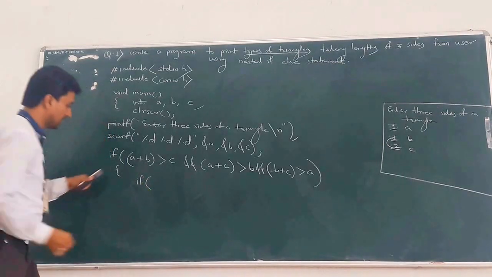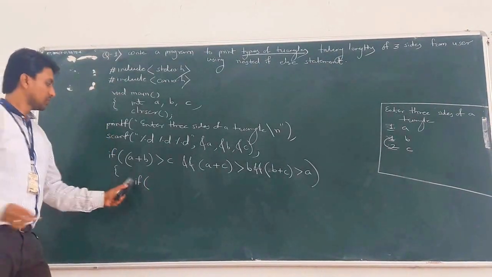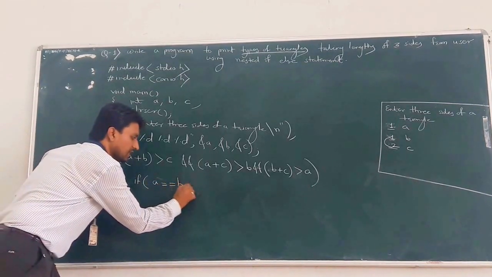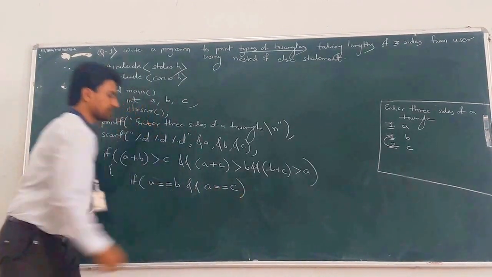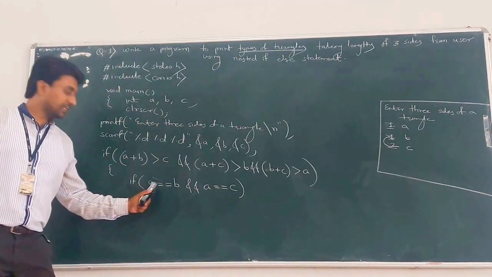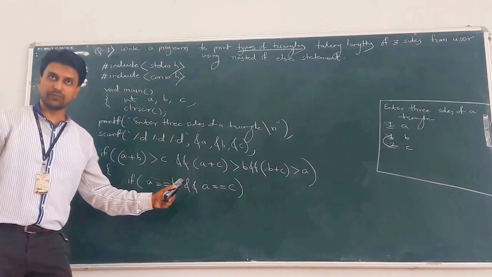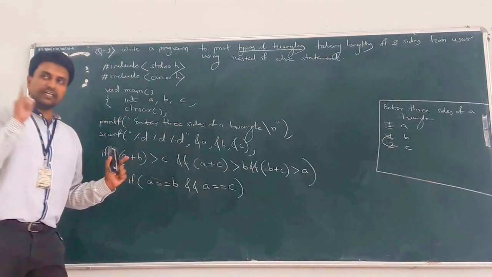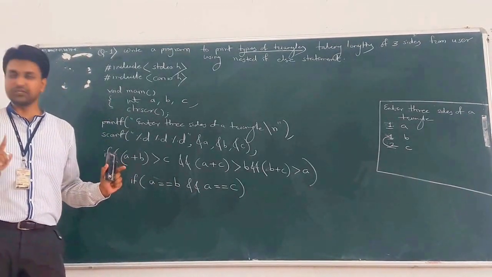Again write if, inside if. So it is called nested if else. So if A is equal to B and A is equal to C. Here we write the equal to operator, which is a comparison operator that checks whether the values of A and B are equal, and if the value is equal it returns 1, otherwise it returns 0.